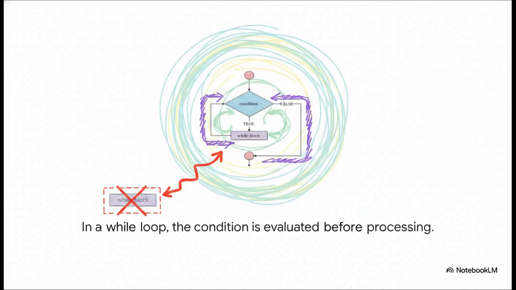When we look at a while loop, the control flow comes down, and the very first thing it hits is that diamond right there, the condition. It evaluates the condition before the body of the loop is even processed. If it's true, we run the block, loop back up, and test it again. But here is the absolutely critical part to remember. If that condition is false right out of the gate, the loop body doesn't execute at all, not even once.